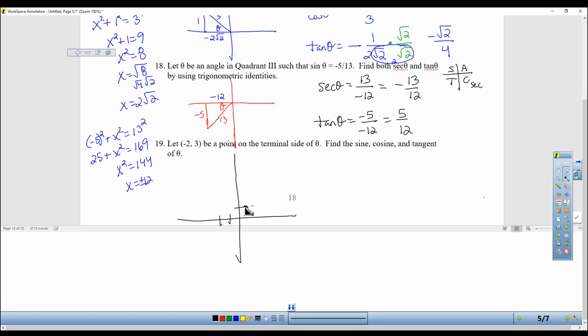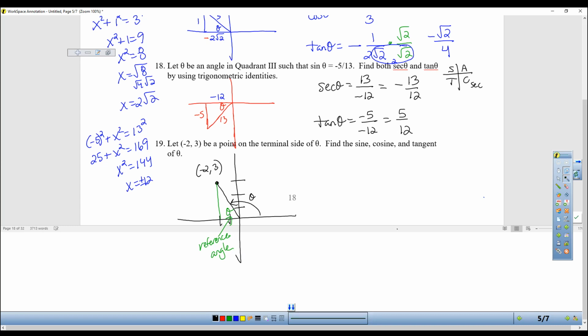So let negative 2, 3 be a point on the terminal side. There it is, negative 2, 3 of theta. So if it's the terminal side, that technically means theta is here. But in trigonometry, these sine, cosine, and tangent will always refer to the green theta. It's the positive and negative that will make you know that it was the black one. But we use this one as the reference angle to get the answer.